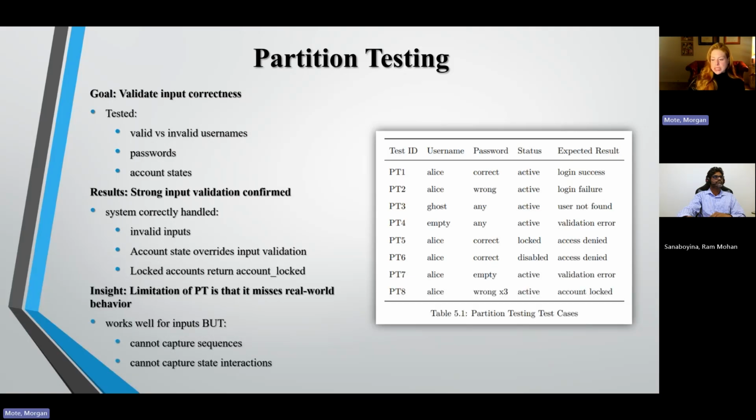While partition testing is effective for validating individual inputs and boundary conditions, it does not fully capture sequence-dependent behavior or the interactions across multiple operations. As a result, it is limited in its ability to reflect how the system behaves in real-world scenarios.